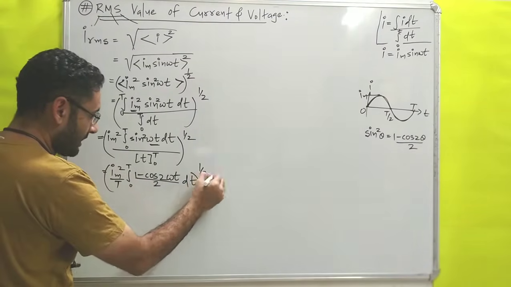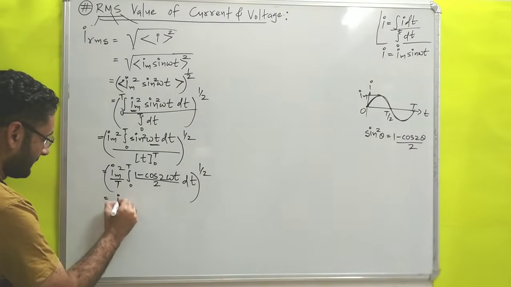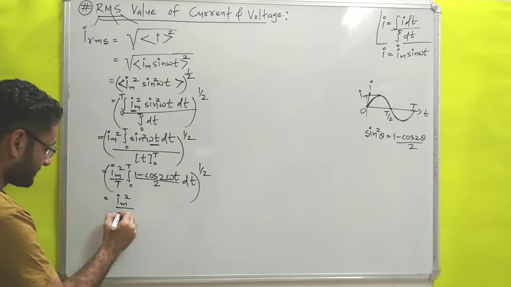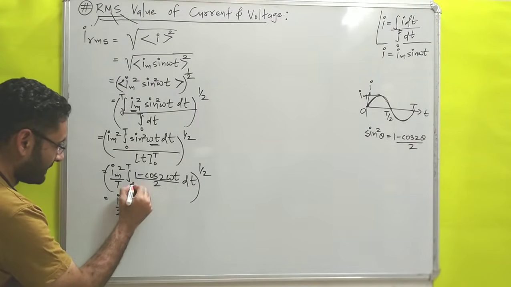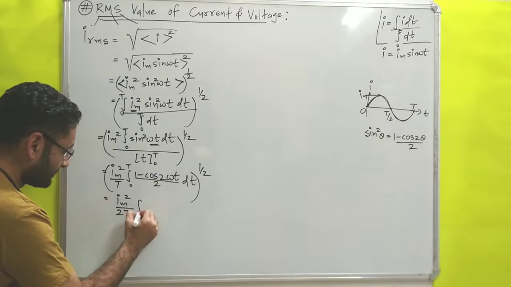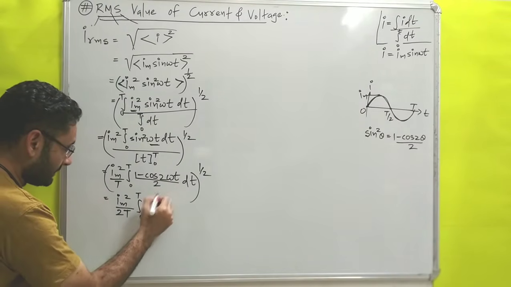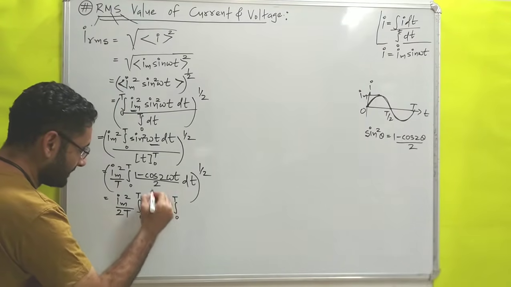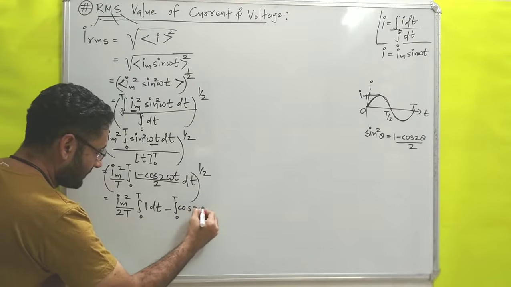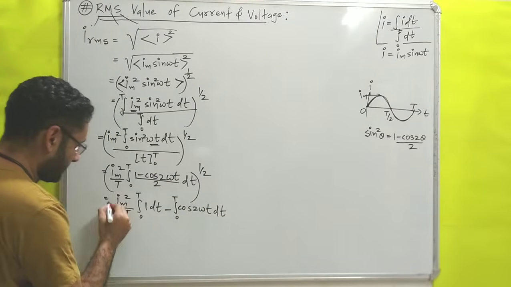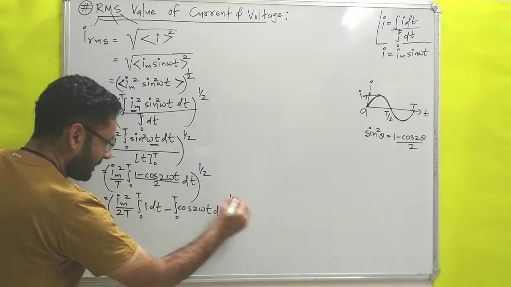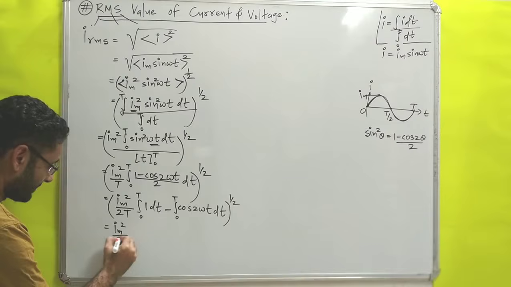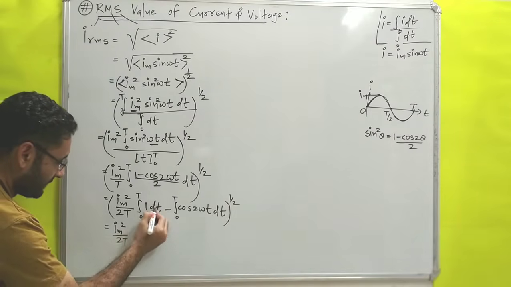So raised to 1/2. Next, Im square divided by, now that 2 also I will make outside of the integration as it is constant. So 2T. Then I will separate this integration: integration of 0 to T 1 dt minus integration of 0 to T cos 2 omega t dt, whole raised to 1/2.